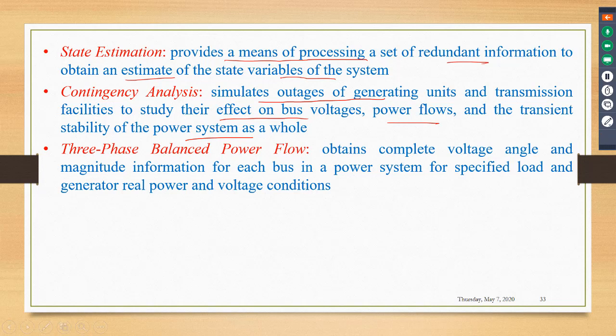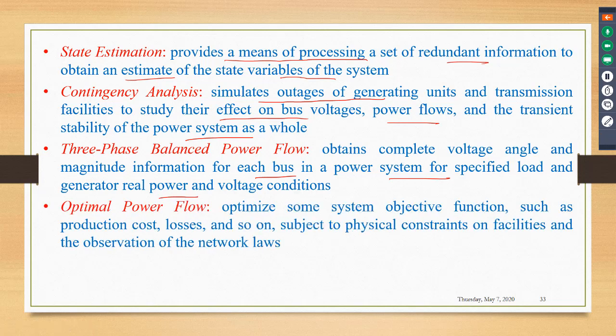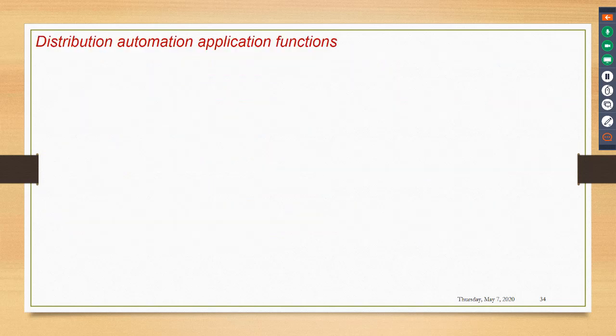So three-phase balanced power flow, it obtains complete voltage angle and magnitude information for each bus in a power system for specified load and generator real power and voltage conditions. Then optimal power flow, it optimizes some system objective function, such as production cost, losses and so on, subject to physical constraints on the facilities and observation of the network laws.